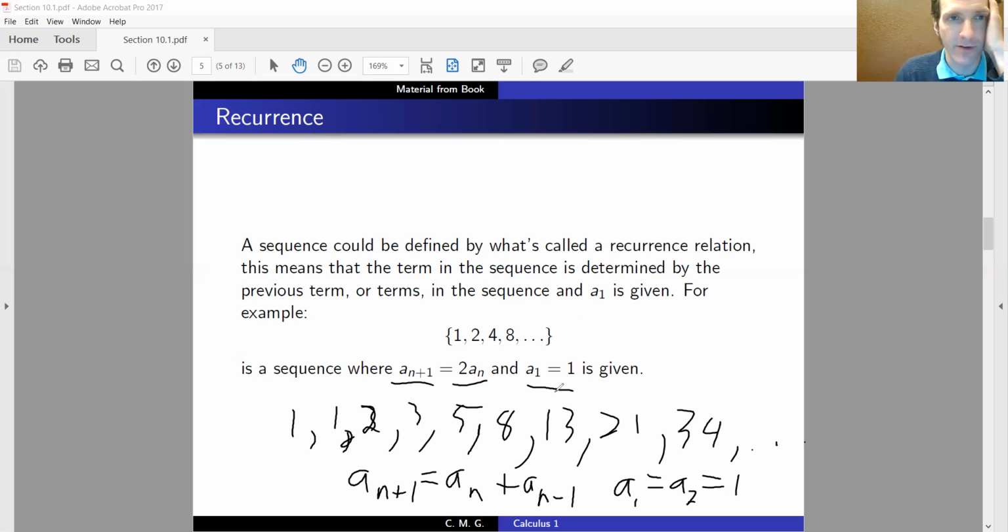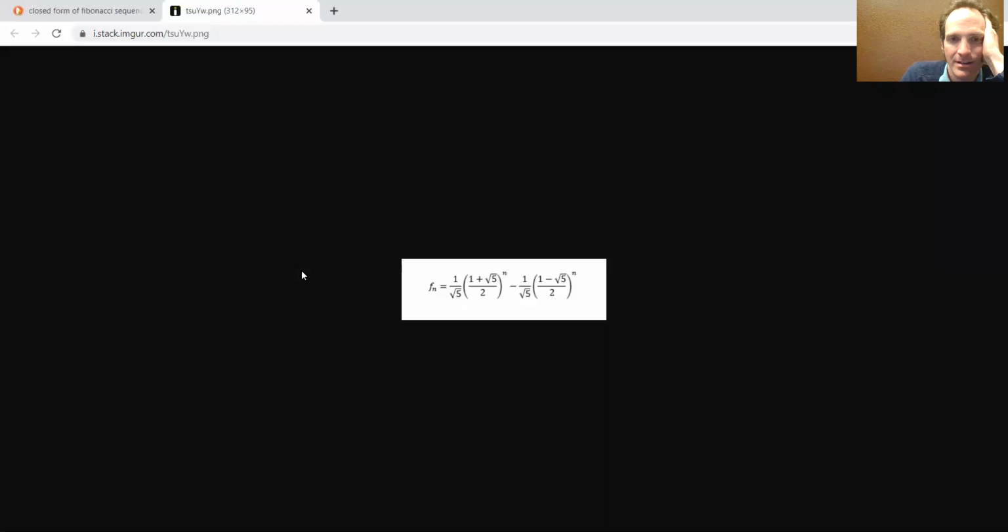So the closed form for the Fibonacci sequence has some pretty nasty stuff in it. It has square roots of 5 in it, which is kind of interesting. So here is the closed form of the Fibonacci sequence. The nth number in this sequence is 1 over the square root of 5 times (1 plus root 5 over 2) to the n, minus 1 over root 5 times (1 minus root 5 over 2) to the n.